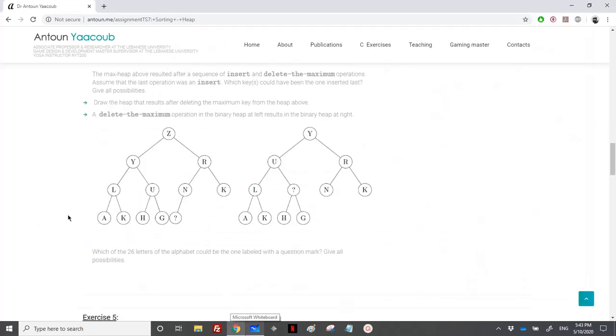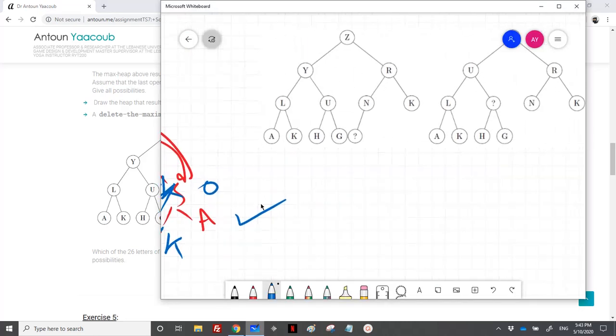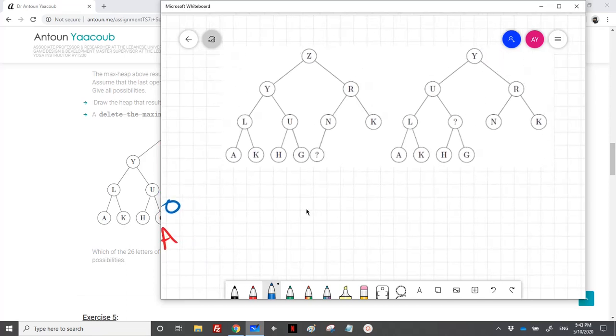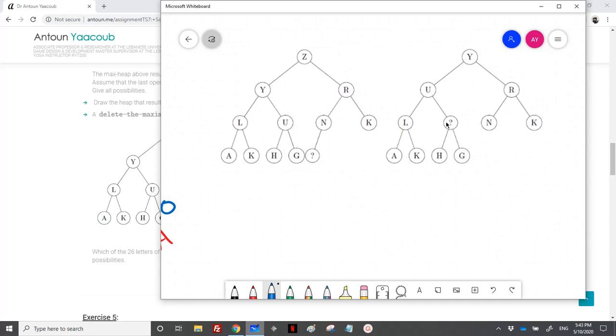For the last part, they are telling us that the delete-the-maximum operation on the binary heap on the left results in the binary heap on the right. They ask which of the 26 letters of the alphabet could be the element labeled by a question mark. So let's see what this element could be. We have this tree, which is a heap, and this tree, which is also a heap. What are the possibilities for the question mark?